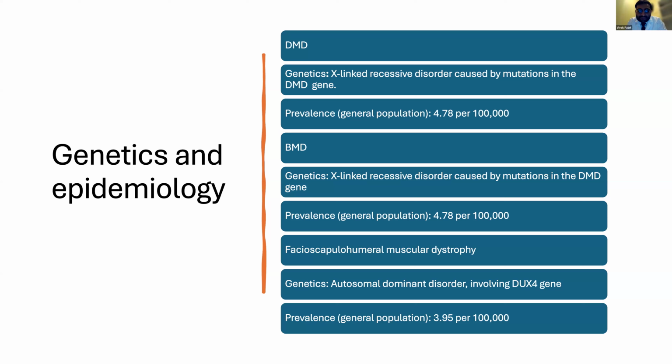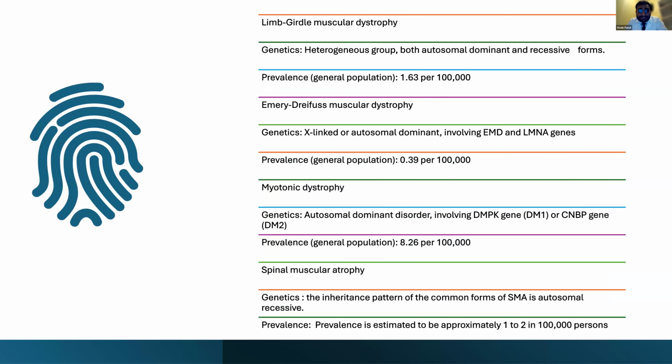Now, DMD and BMD are X-linked recessive mutations caused by mutation in the DMD gene. So the prevalence is 4.78 per 1 lakh people. In facioscapulohumeral muscular dystrophy, autosomal dominant mutation is seen, and the gene involved is DUX4. Prevalence is 3.95 per 1 lakh people. Limb-girdle muscular dystrophy. So the genetics is X-linked recessive and autosomal recessive. Prevalence is 1.63 per 1 lakh people.